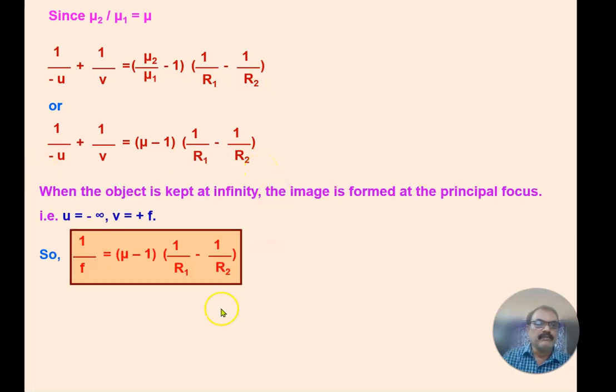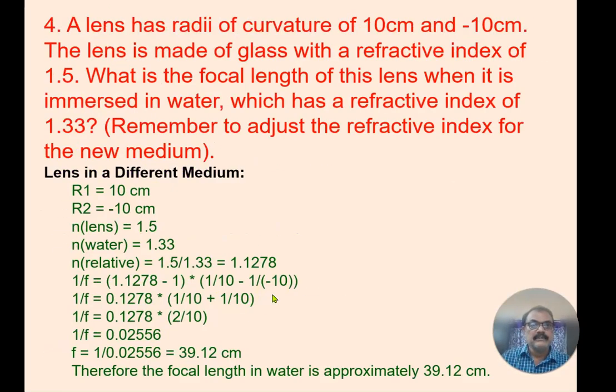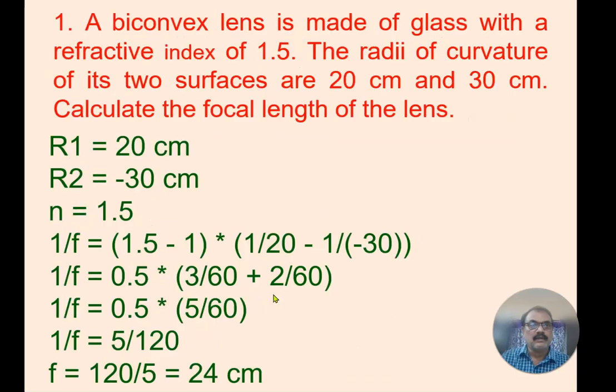So finally, the equation will become 1 by f equals (n minus 1). Here mu is n1. n is the refractive index of the glass or medium. R1 and R2 are the radius of the first surface and the radius of the second surface, and f is the focal length. So this first one is already over.